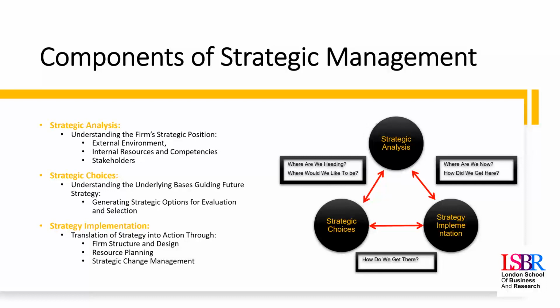We then have strategic choices. Another part of strategic management is thinking about, well, what are the choices? We need to understand the underlying base that guides future strategy. What are the options that we need to consider for evaluation and selection? And finally, strategy implementation. It's about translating our strategy into action. It's about taking firm structures and designs. It's about resource planning. It's about strategic change management. It's about the actual implementation part. How do we achieve the success? What do we do?